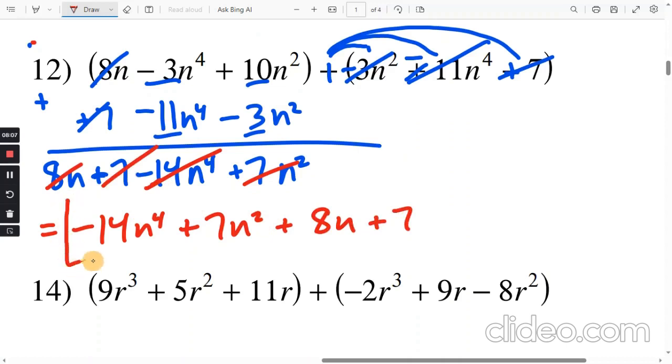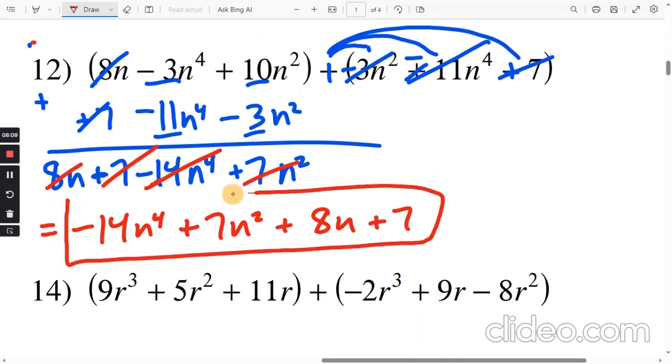And that's the final answer. Largest exponents first.